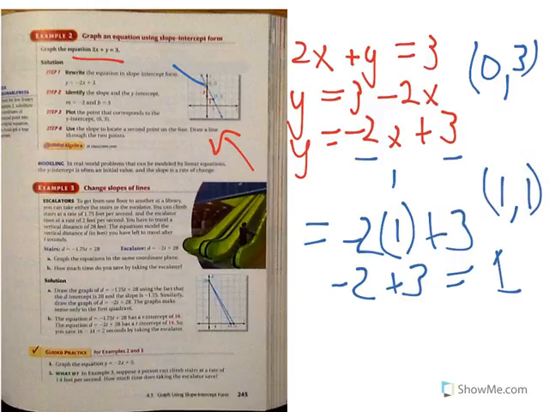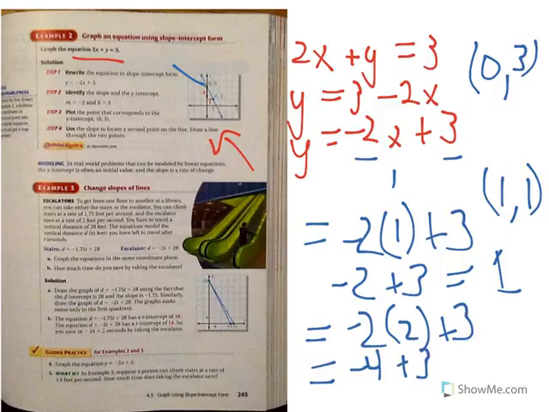And then the third point, as I always say, you need to do at least 3. If I choose the point to be 2, negative 2 times 2 plus 3 is negative 4 plus 3, which is equal to negative 1. So then it's going to be 2, negative 1.